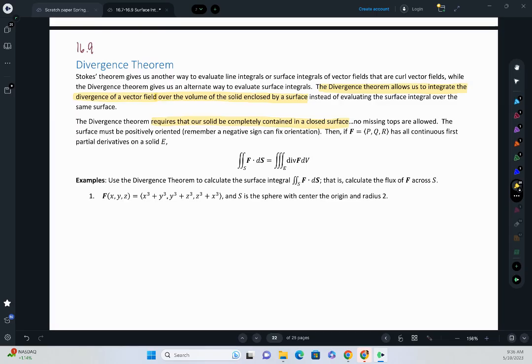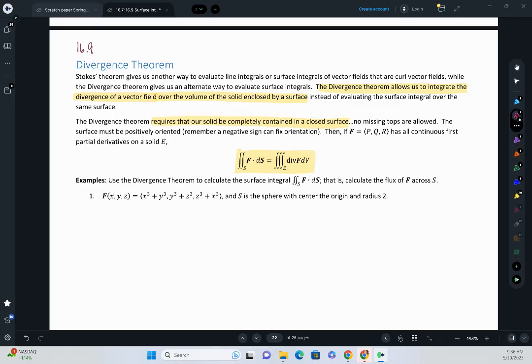And then if our vector field F has components P, Q, and R, and they all have continuous first partials, then here's what we get. The surface integral of F dot dS is equal to a triple integral over the solid E of the divergence of F, integrated with respect to dV, the differential of volume. And that's it, that's our lesson. So let's go straight to examples.